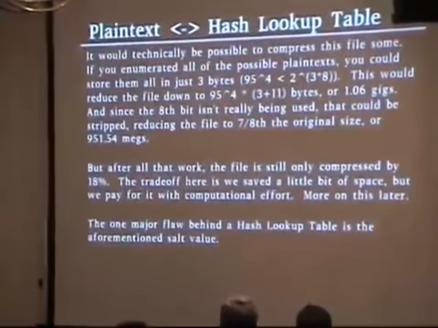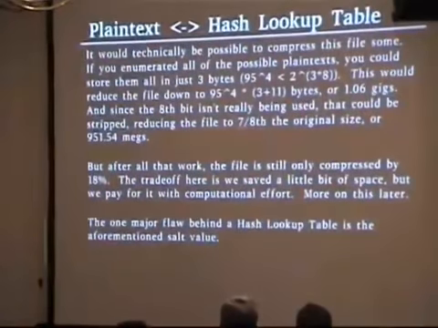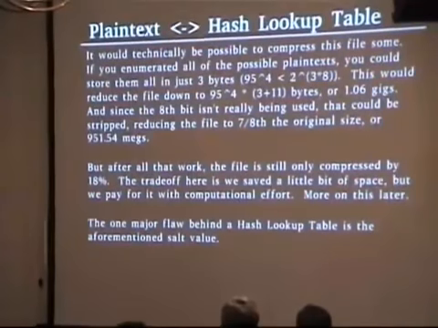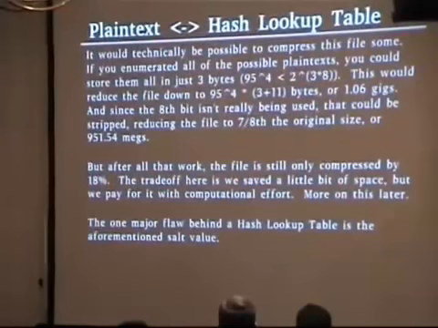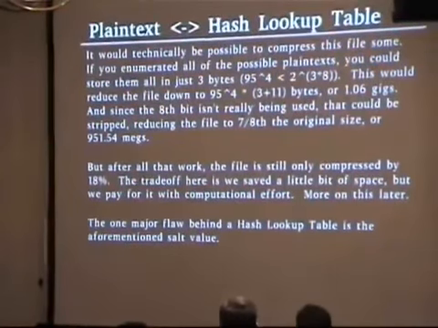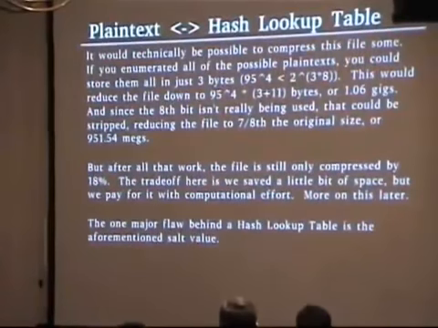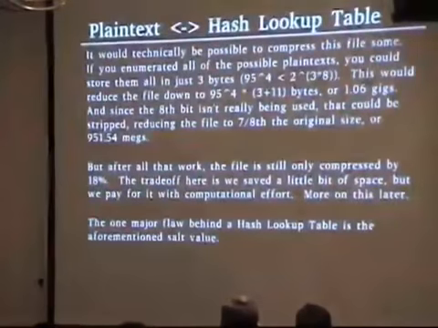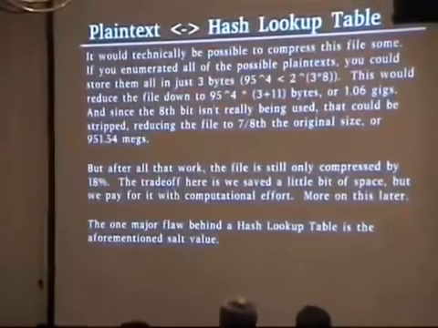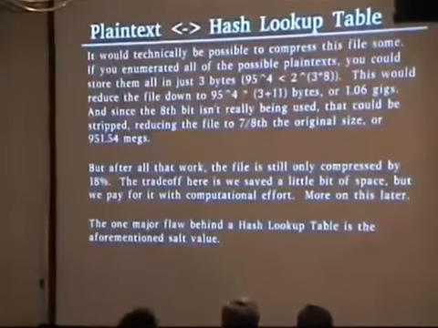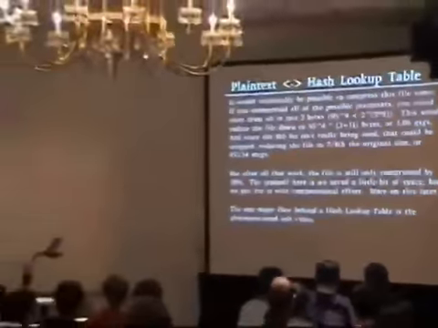So that's pretty good. And that can reduce it down to 1.06 gigabytes. And since we're just using printable ASCII, we never actually use the 8th bit. So we could strip that out and compress it a little bit more and bring it down to 951 megs. And that's about as good as you can get for compressing it like that without any loss. After you do all that, the file's only compressed by about 18%, and you save a little bit of space, but you pay quite a bit more in computational effort, so it's not really worth it.